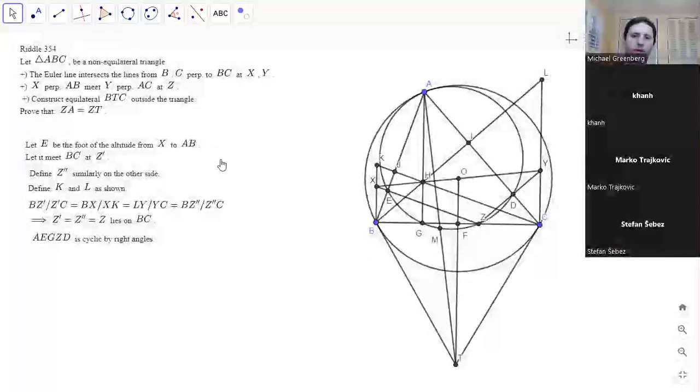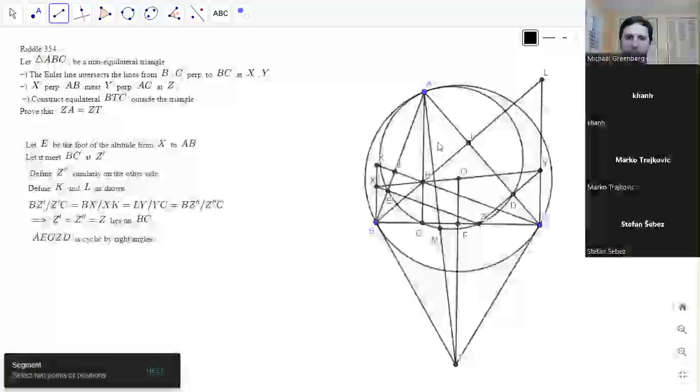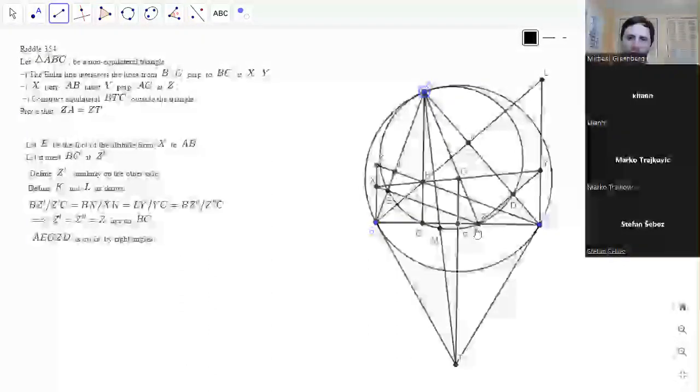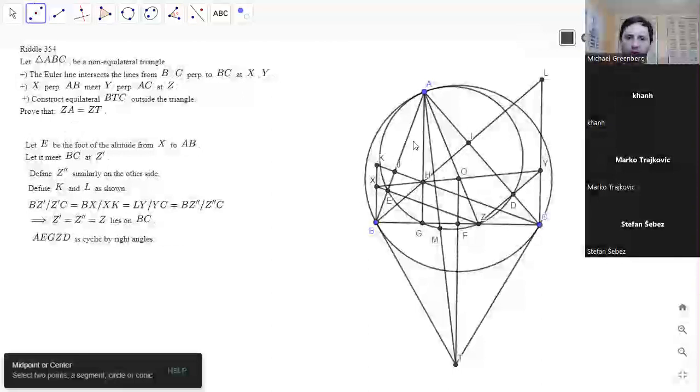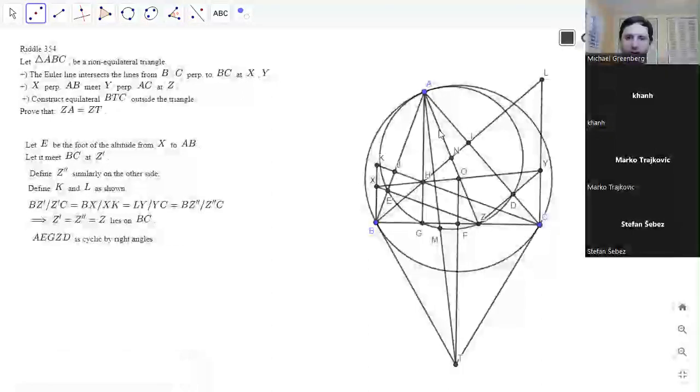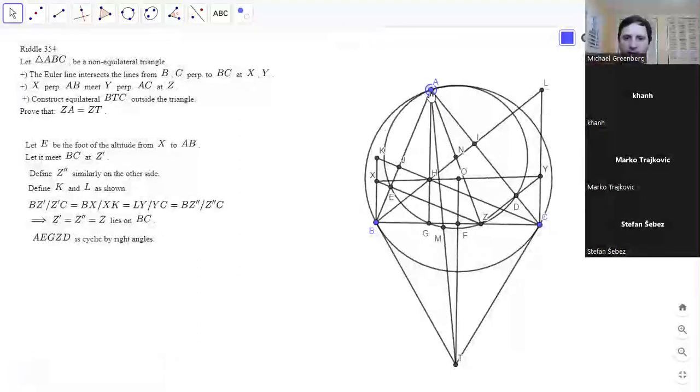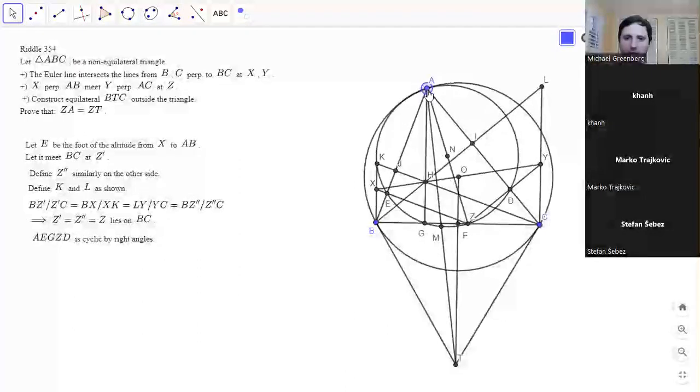So yeah, AZ is the diameter, we know that. And we could draw the center of this circle. It's going to be the midpoint of AZ. And so it's kind of the same as showing that NM is parallel to ZT. But N is not necessarily on BI like that.